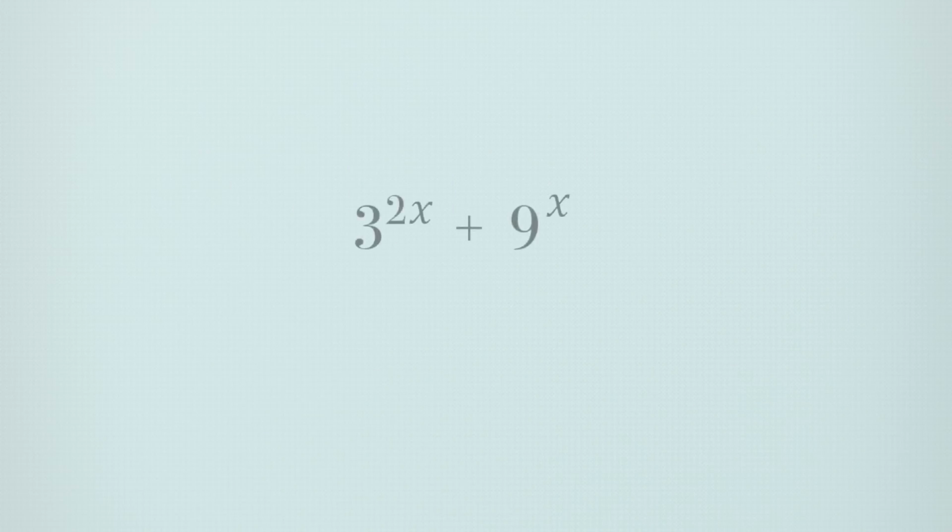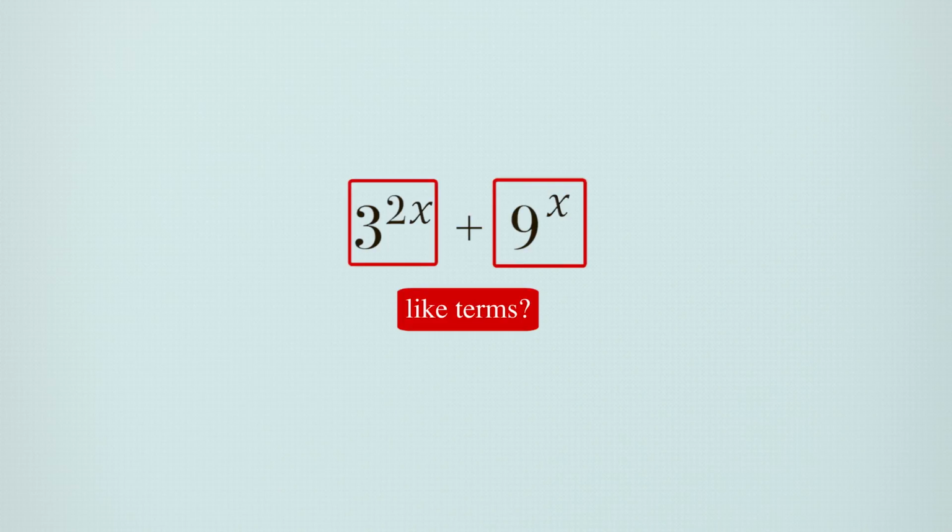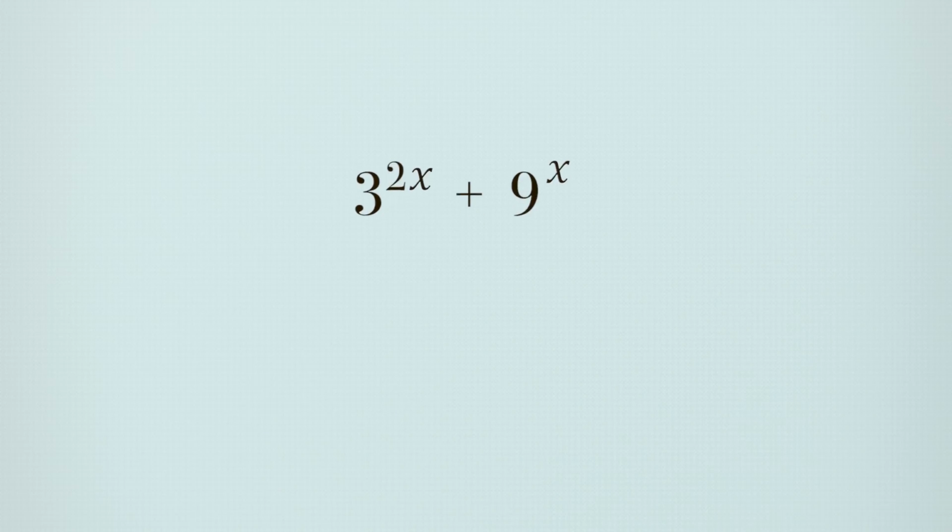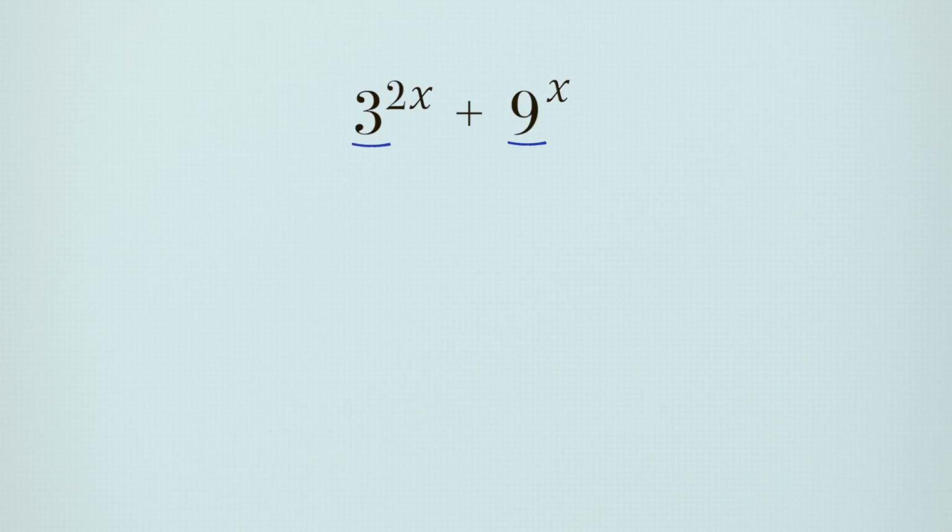Now, how do we simplify this? Remember, we can simplify an expression only when there are like terms. So are these like terms? No, they are not. What then can we do? We can rewrite such that the two terms have the same base.